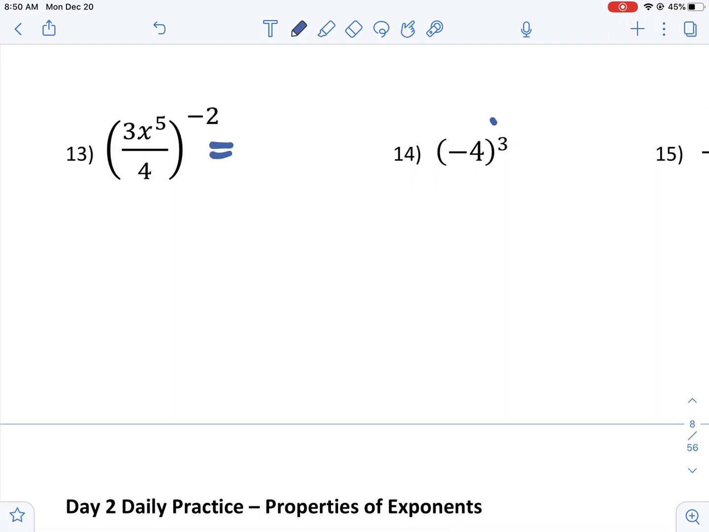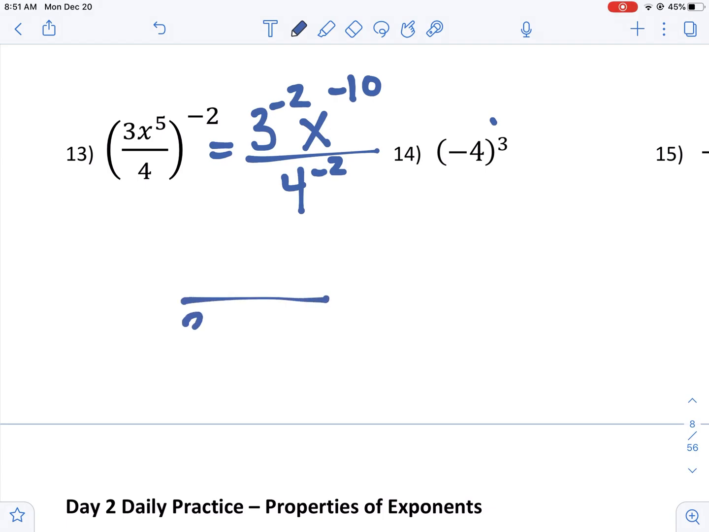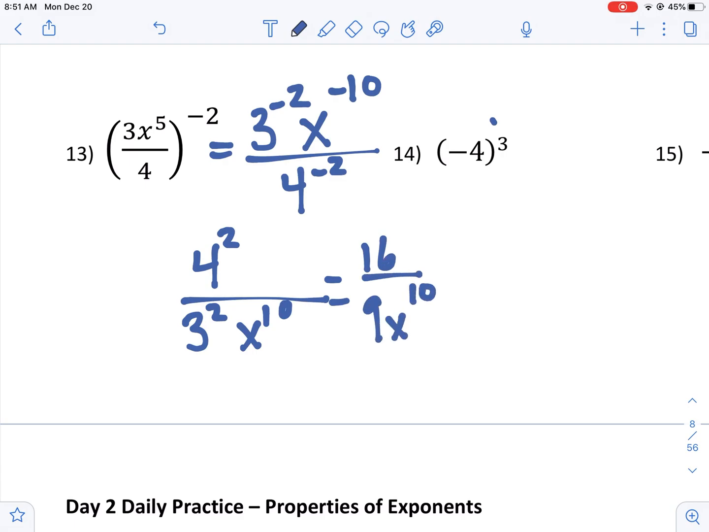This third one, so let's distribute. We have 3 to the negative 2, x to the negative 10, 4 to the negative 2. Well, we don't want our negative exponents, so 3 squared goes to the bottom, x to the 10th goes to the bottom, 4 squared on top, and we can multiply those out, so 16 over 9x to the 10th. 4 to the negative 3, well, let's see, that's negative 4 times negative 4 times negative 4, so that would be negative 64.